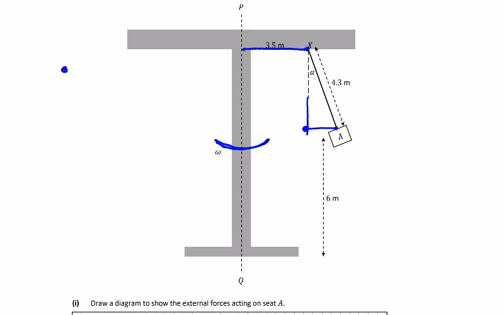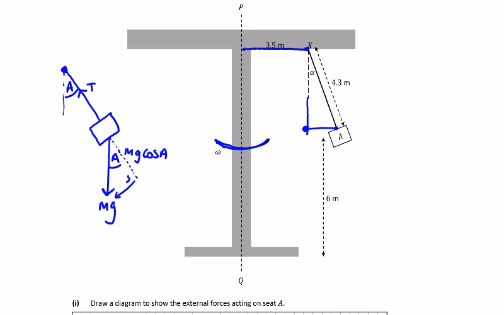Okay, so fixed point X, we have a string, we have our seat, we have tension in the string, we have my angle alpha, I'll just use a capital A, we have mg coming down, we also have A inside this triangle here if we need it, with my right angle. So we have mg cos A, and in this direction we would have mg sin A.